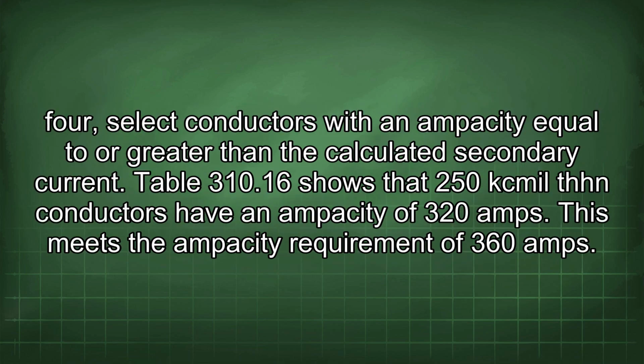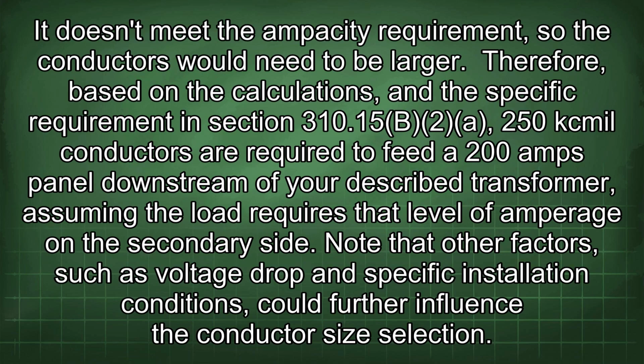4. Select conductors with an ampacity equal to or greater than the calculated secondary current. Table 310.16 shows that 250 kcmil THHN conductors have an ampacity of 320 amps. This meets the ampacity requirement of 360 amps. It doesn't meet the ampacity requirement, so the conductors would need to be larger.